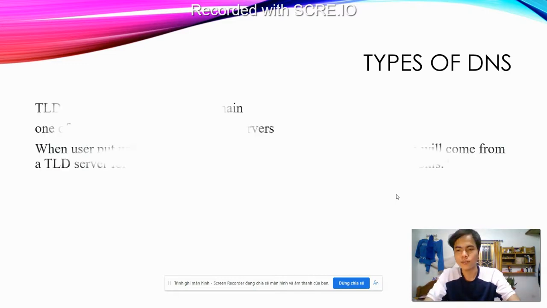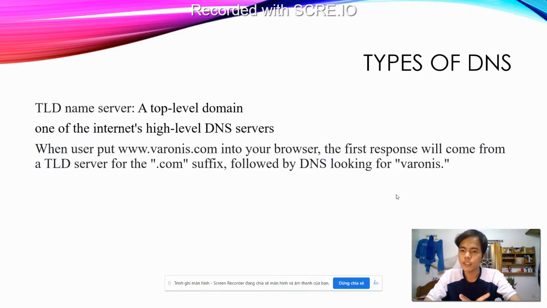The next type of DNS is the TLD name server, a top level domain. The name tells us all. A top level domain is one of the internet's highest level DNS servers, specifically the highest quality internet DNS servers.